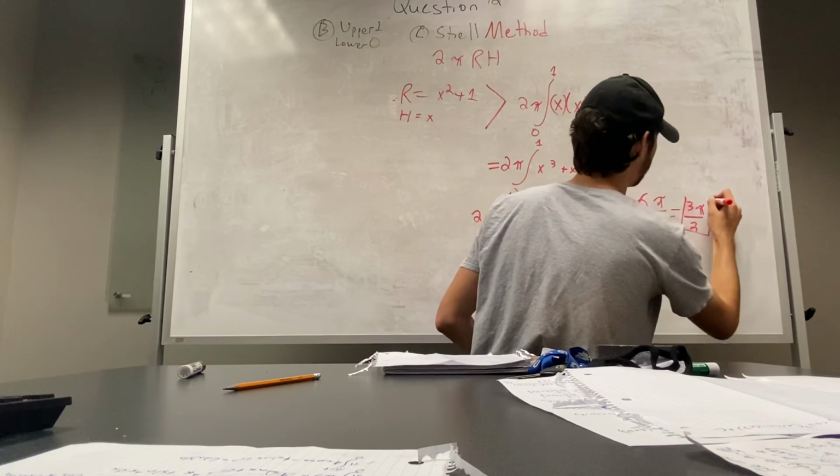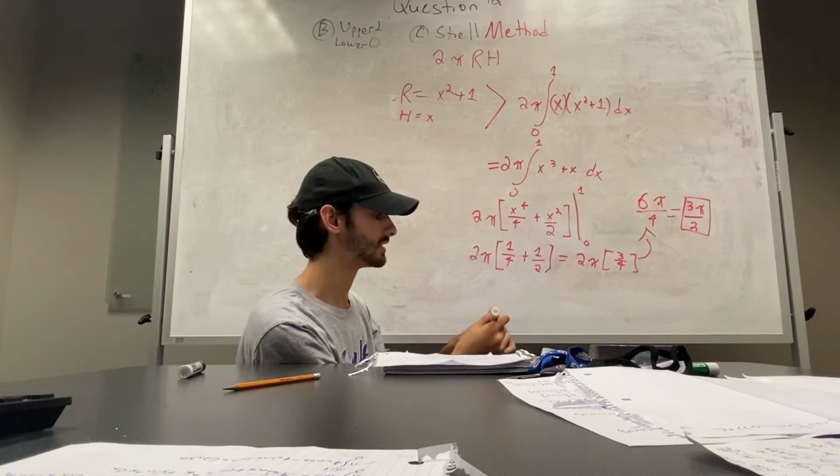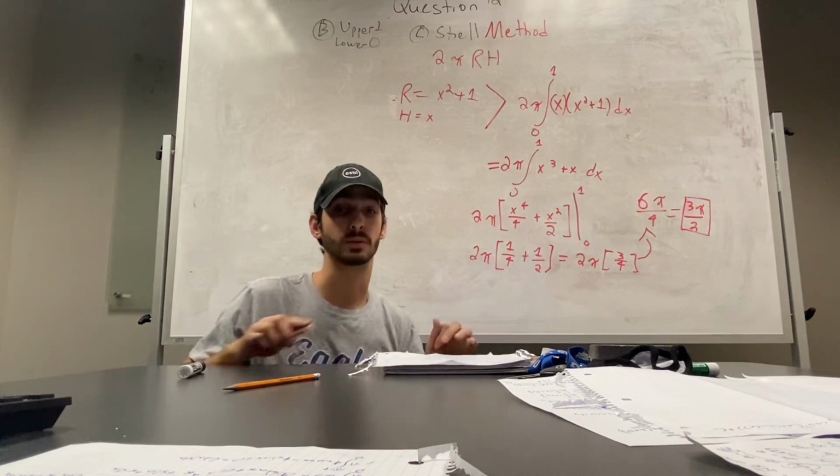Now the reason why it is solely 3 pi over 2 is because it's a definite integral, therefore it doesn't need a constant of c. So our final answer for question 2 is going to be 3 pi over 2.